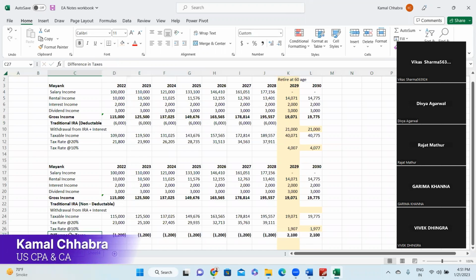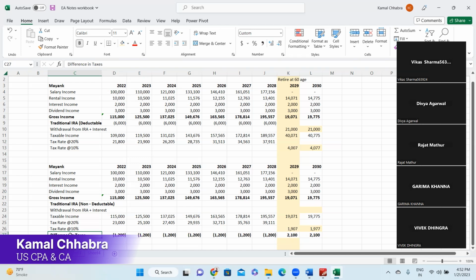So if you are not deducting as itemized deduction, that means you are paying more taxes. As you have already paid the taxes, in future when you do the withdrawal, it is tax-free. Make sense? As you have already paid taxes in earlier years. Yes, no? Garima? Vikas? Yes.